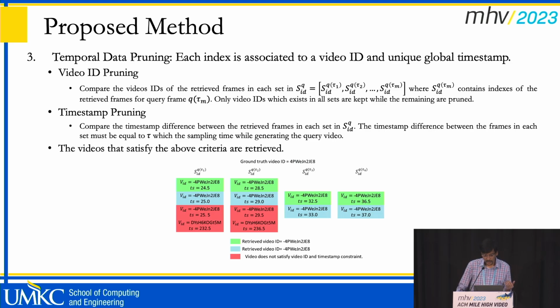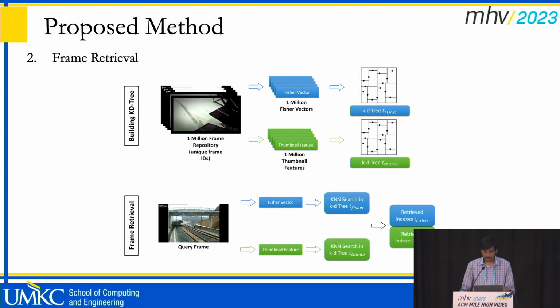So as I told you in previous slides, each video is associated with a video ID. Each video has its own video ID, and it has a unique global timestamp. So in temporal data pruning, let's say we have a single query frame, and the returned indexes will be based on the number of k during kNN search. So if you choose k 128, you will have 128 plus 128 results. As the number of k grows, the number of frames that are retrieved also grows. So we need to prune the frames that are not correct.